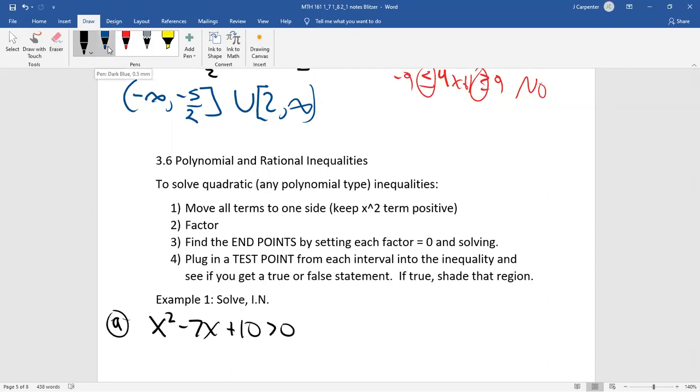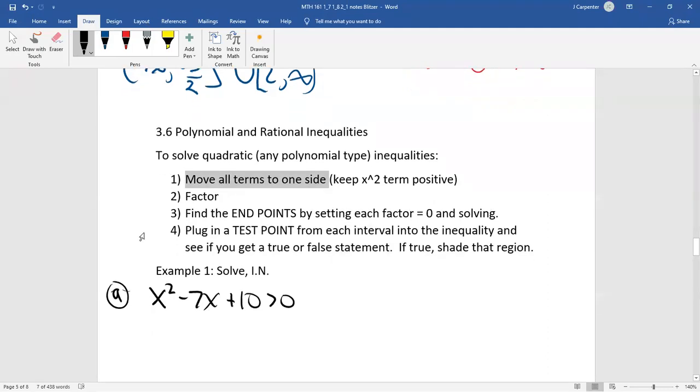Okay. So first step, move all terms to one side. Well, I did that already for us just to get down to, once again, brass tacks. But these don't have to be on one side, and you may have to distribute something. You may have like terms to combine. All that's possible. Stay on your toes. Know your algebra.